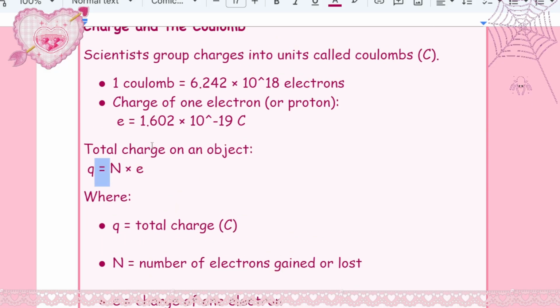Now, what does Q mean here? So Q is the total charge. That's what we're trying to find here. Then we have N, which is basically the number of electrons that you gain or lose, so our deficit or excess. Say you gain 3 electrons, and you have this, which is the charge of 1 electron.